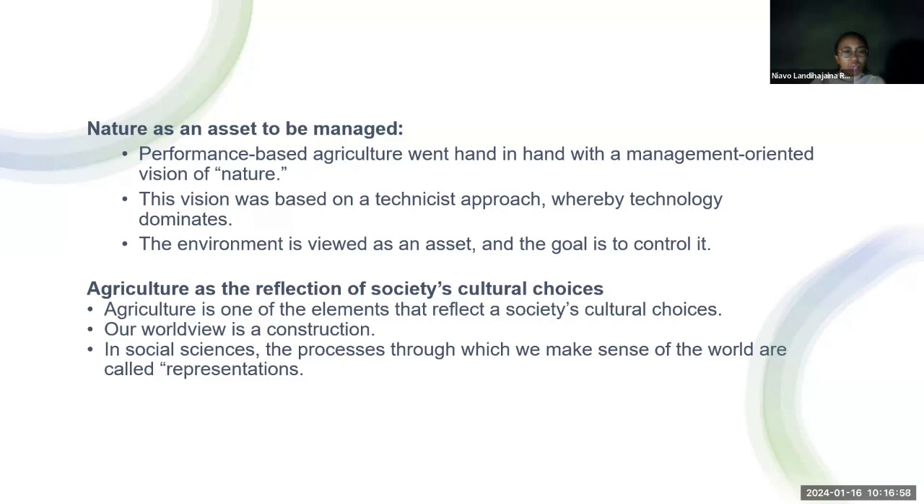Agriculture as the reflection of society's cultural choices. Agriculture is one of the elements that reflect society's cultural choices. Our worldview is a construction in social sciences; the processes through which we can make sense of the world are called representations.